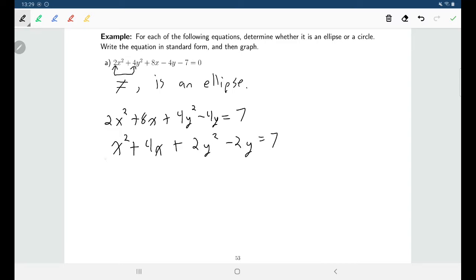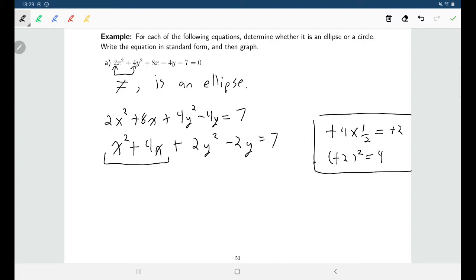Okay, so for the first two terms that I have there, if I'm completing the square, I would look at the coefficient for x, which is positive 4. I would take positive 4 and cut it in half, and that would give me positive 2. And positive 2, when I square it, would give me 4. So 4 is the amount that I would add to either side of my equation.